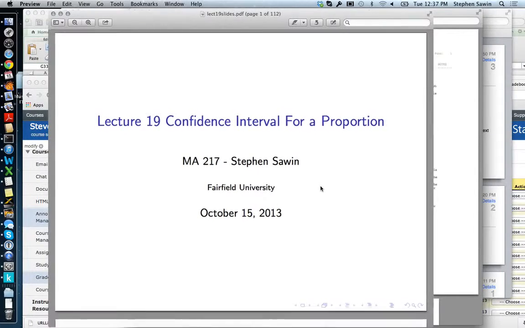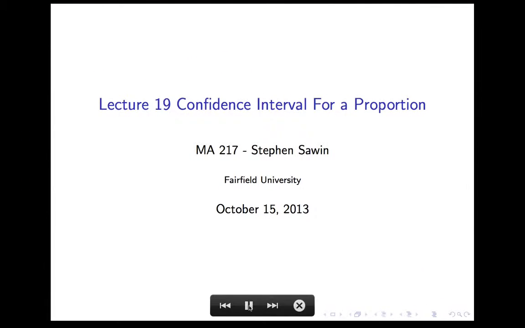For a proportion. Let me remind you that in lecture 18 we talked about confidence intervals. Confidence intervals are always estimating a population parameter based on the information from a sample. And they consist of two parts. The point estimate is your best guess based on the sample of what the value of the population parameter should be, and your margin of error gives you a sense of the range of possible values.